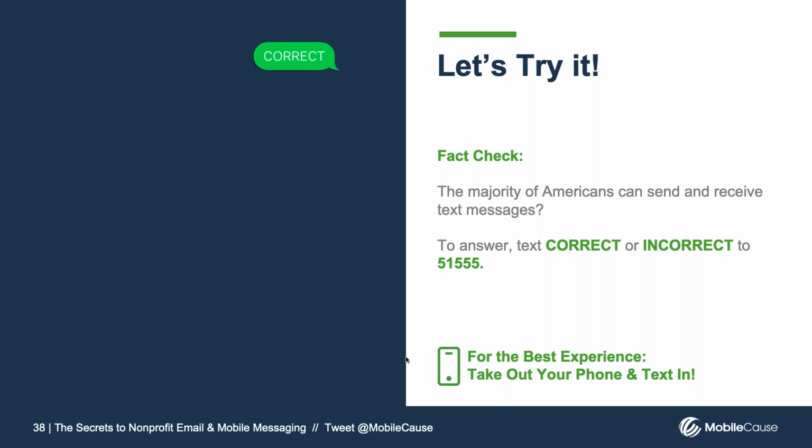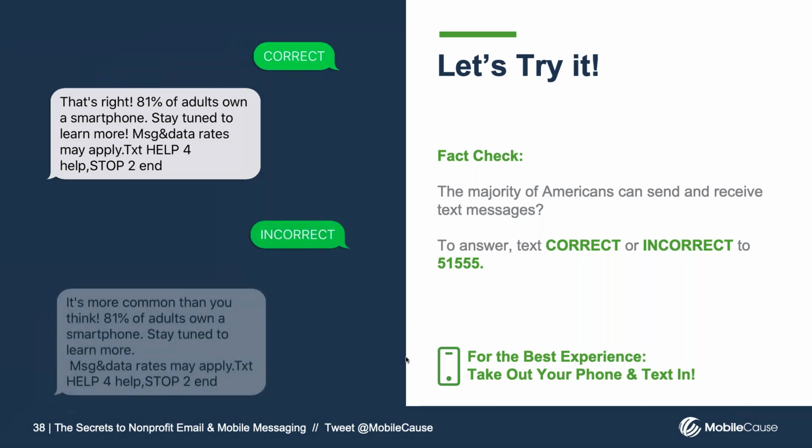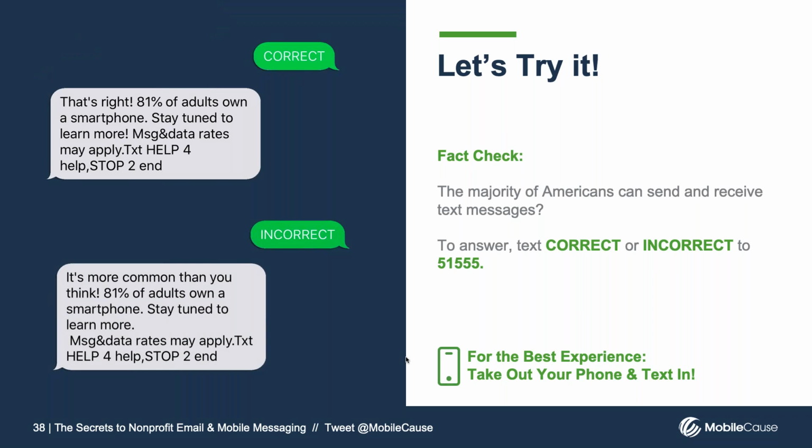So if you sent the word correct, the response you should have received is, that's right, 81% of adults own a smartphone. Stay tuned to learn more. But maybe you weren't so sure and you texted incorrect. Now this has a different response. It's more common than you think. 81% of adults own a smartphone. Stay tuned to learn more. So thank you guys for participating and let's learn more.